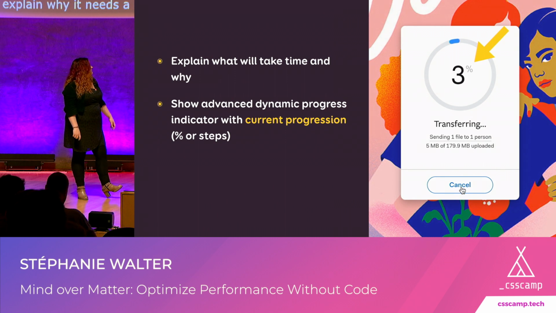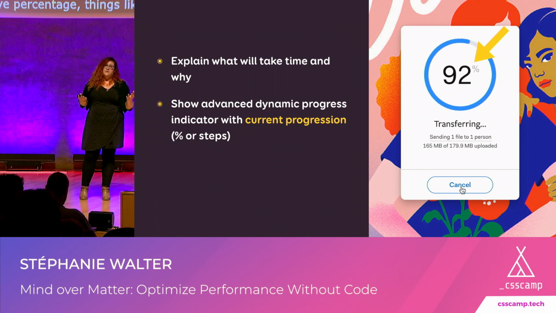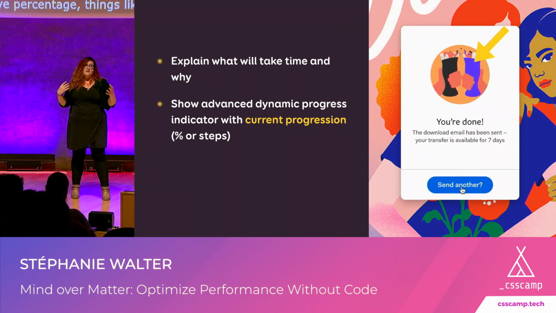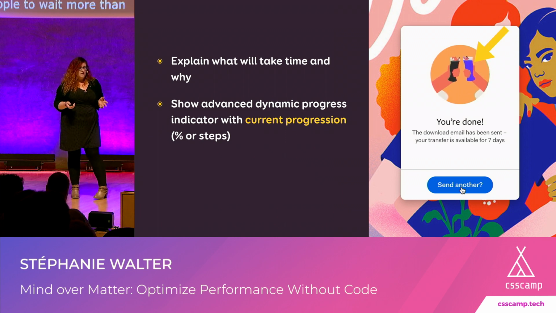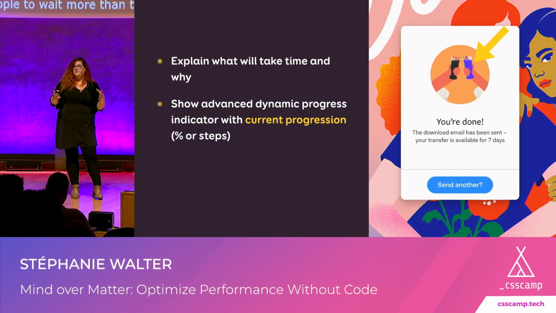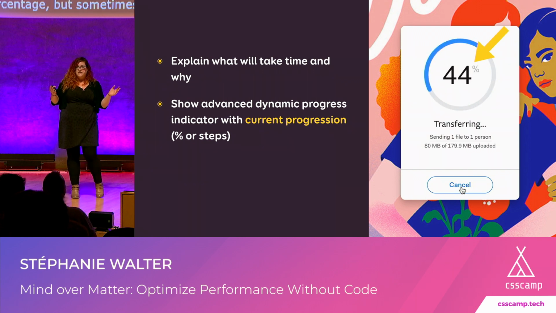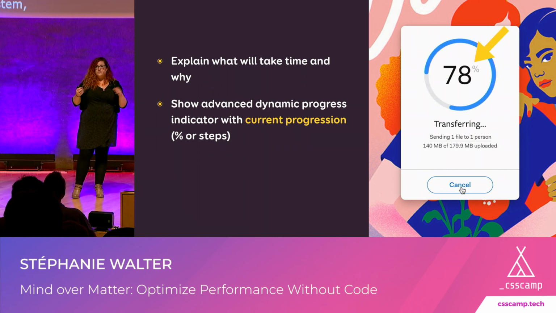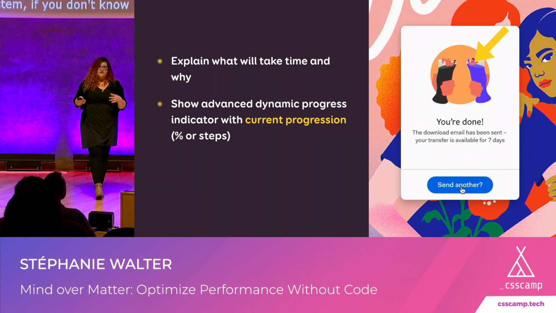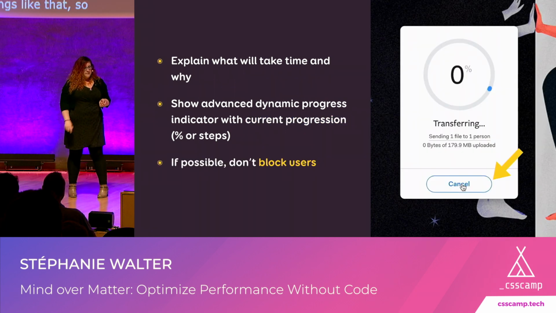You can have a percentage, things like that. The idea is really to give feedback, because if you want people to wait more than 10 seconds, they kind of need to know why. Also here it is a percentage, but sometimes you can't really measure that. For instance, in a file transfer system, sometimes if you don't know how long it will take, you could just say 1 step or 1 time out of 10, things like that. So the unit is really up to you depending on your system.